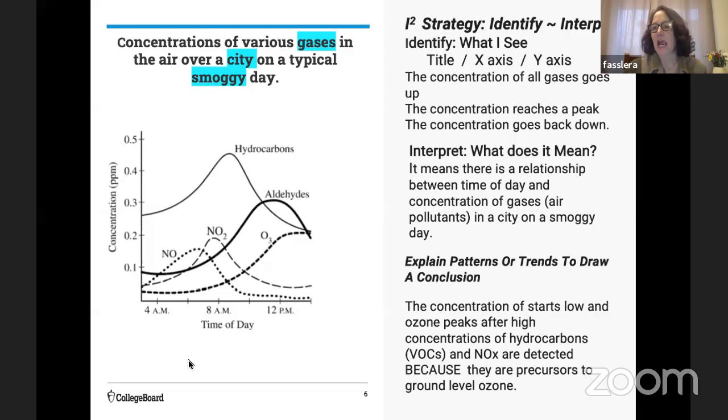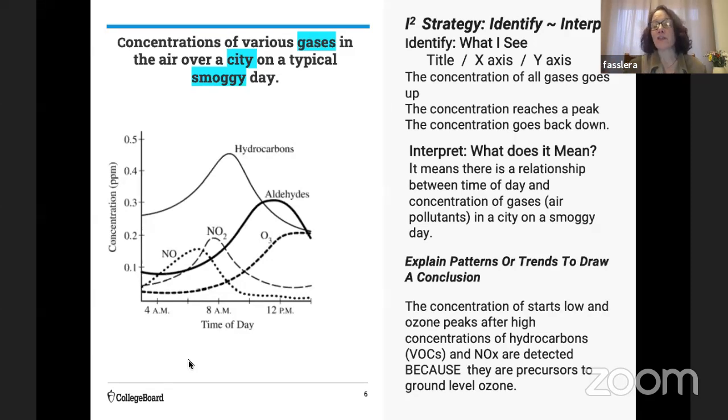And it's a smoggy day. So smoggy to me sort of says, oh, there's been a lot of maybe emissions, maybe there's a lot of vehicle traffic. As I look at the x-axis, my independent variable, that's time of day. And I'm starting early in the morning, even before sunrise, and I'm going to early afternoon, looks like about 1 o'clock there.